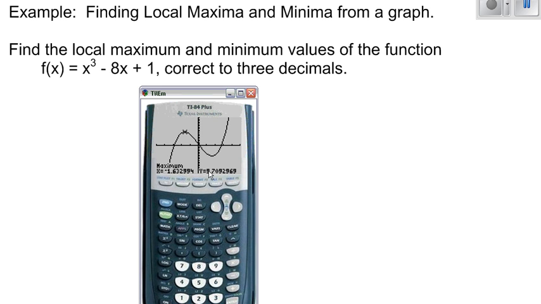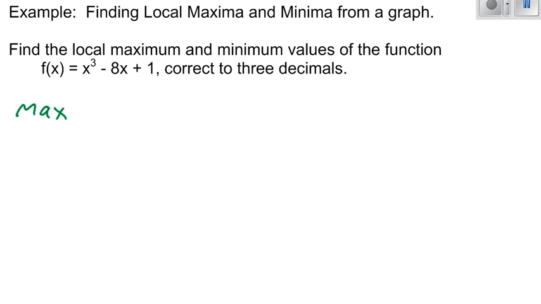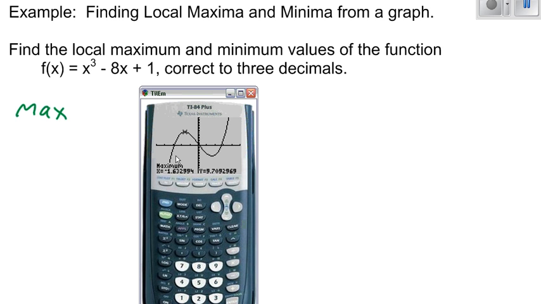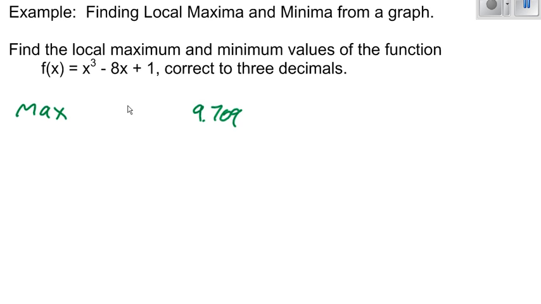The maximum value is 9.709, and it occurs at negative 1.633. So we can put that in function notation.